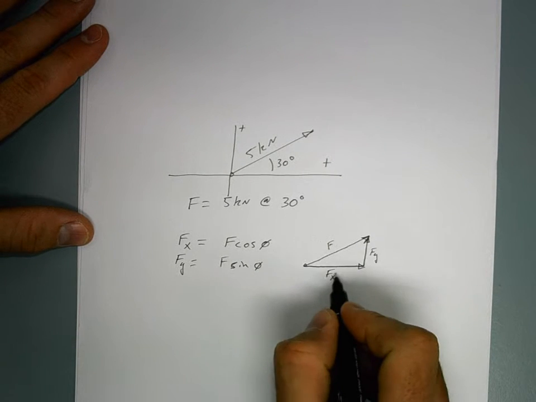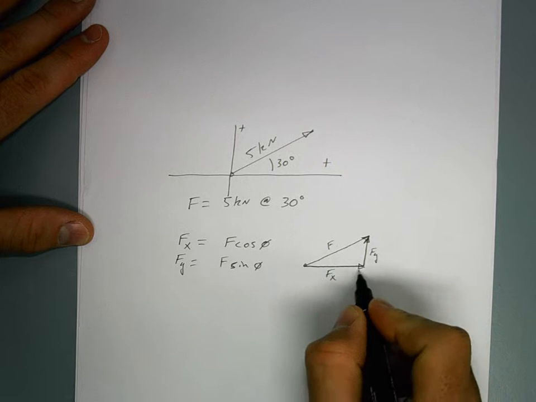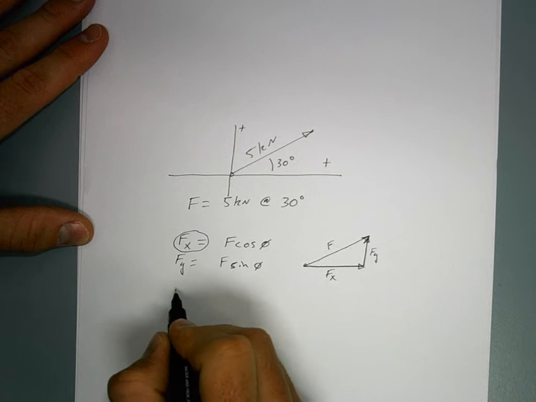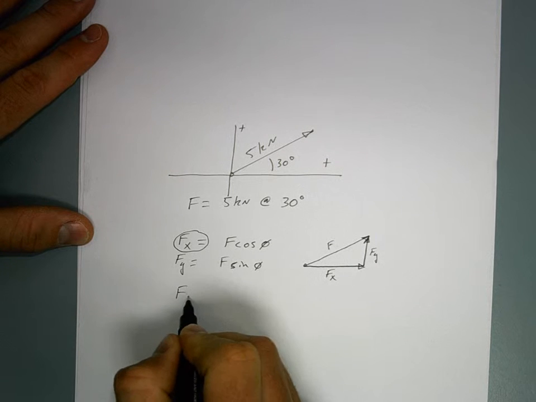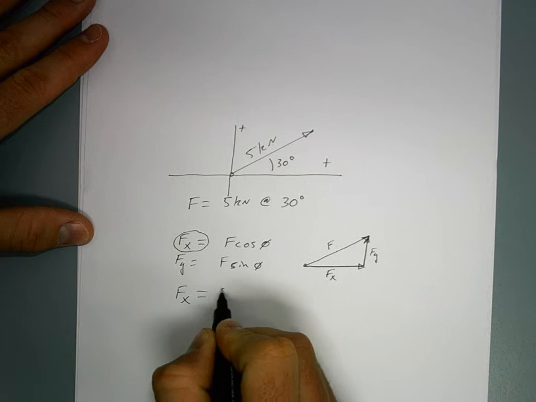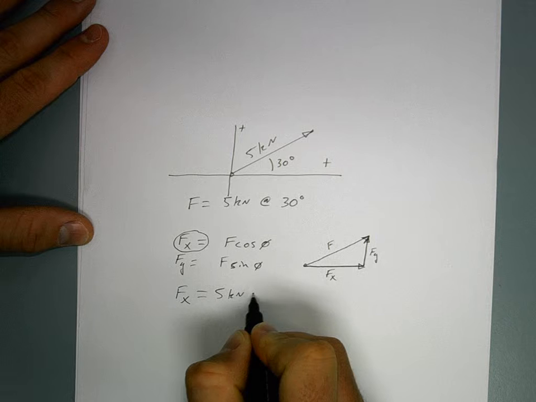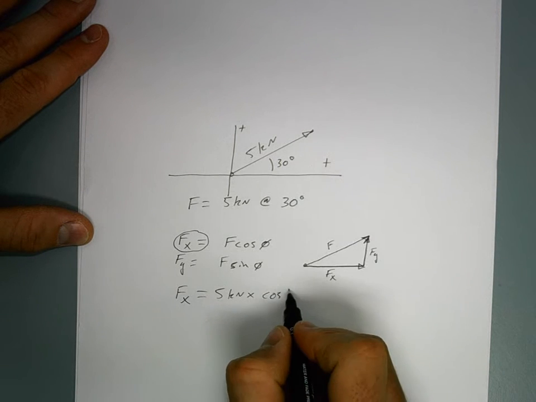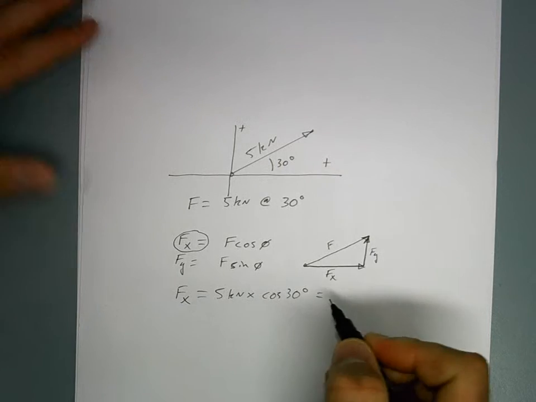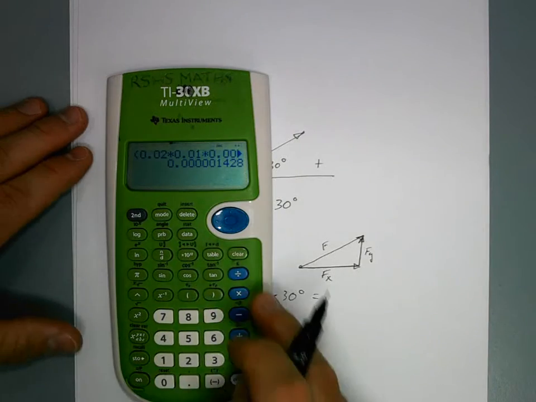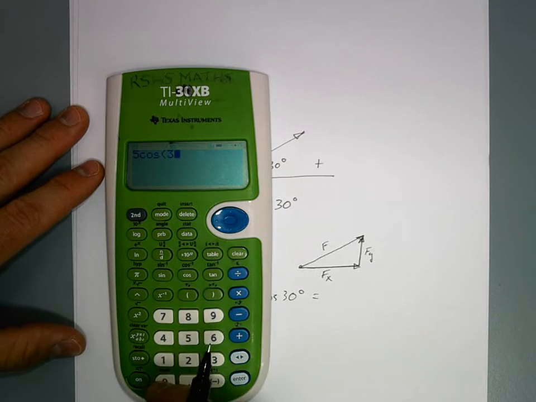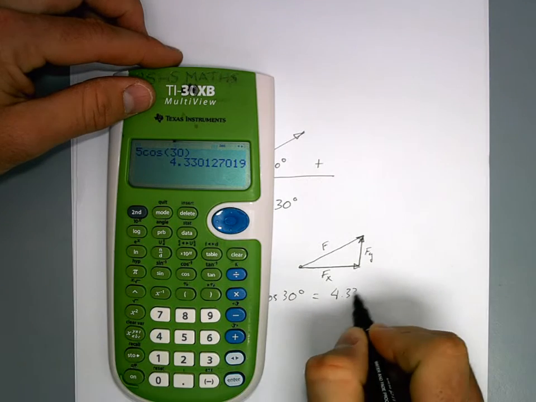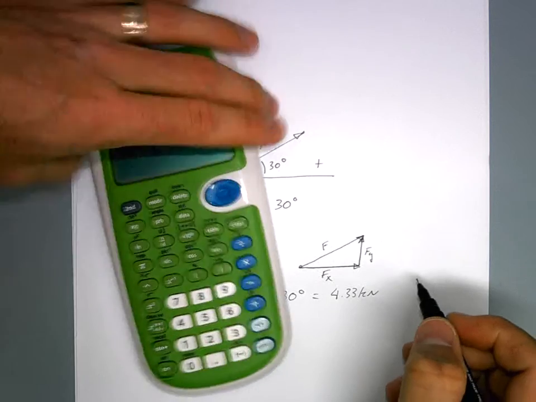So to find out, if I was to break this force down into its rectangular forces, I apply first the force in the x direction. So the Fx force is equal to 5 kilonewtons times the cosine of the angle, and that angle was 30 degrees. So let's calculate that. So that is a 4.33 kilonewton force.